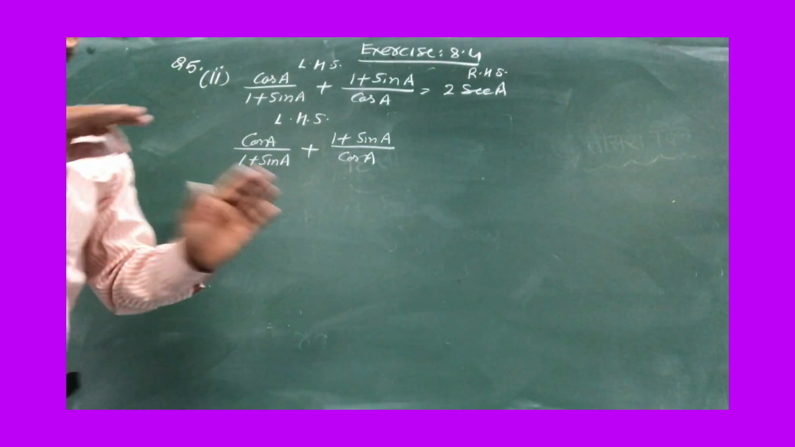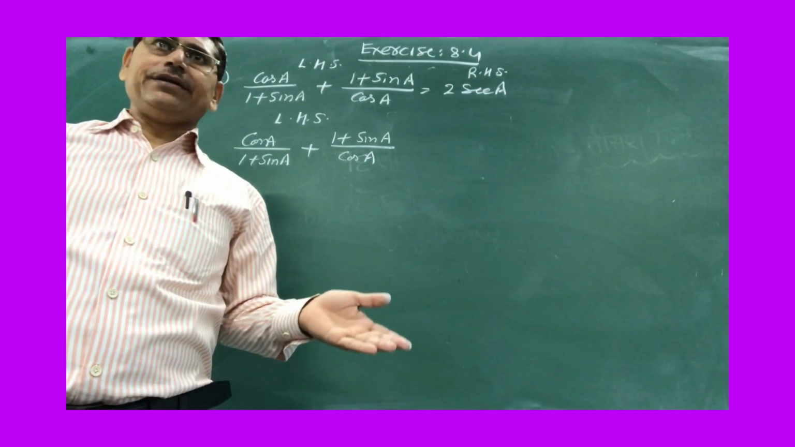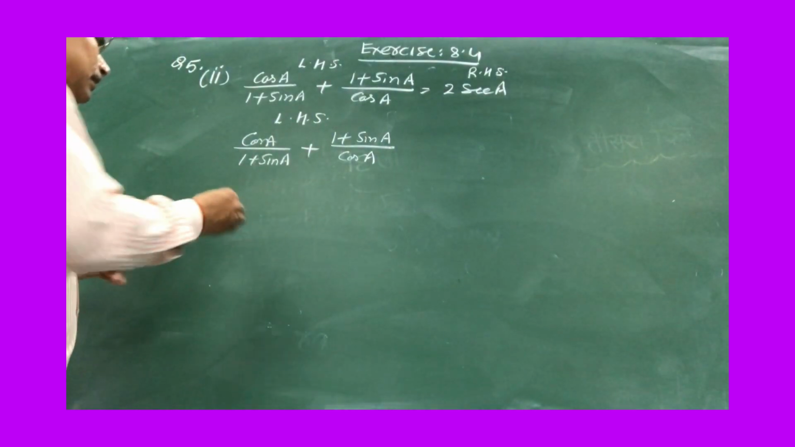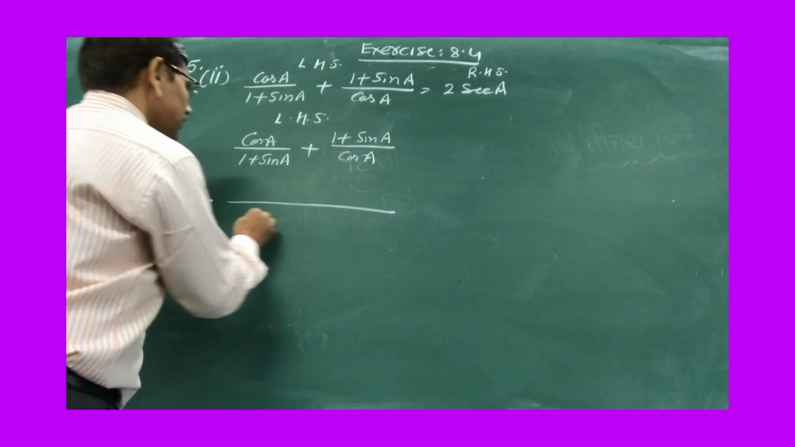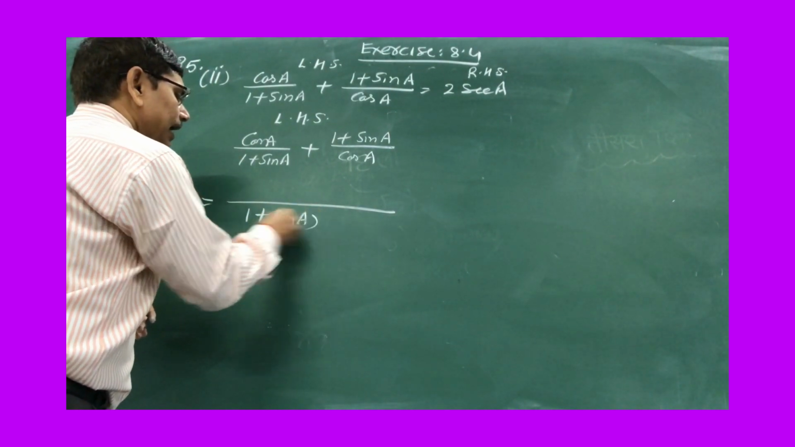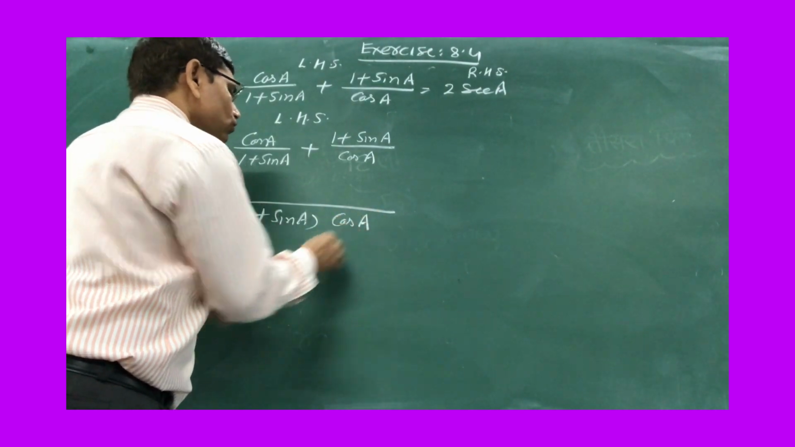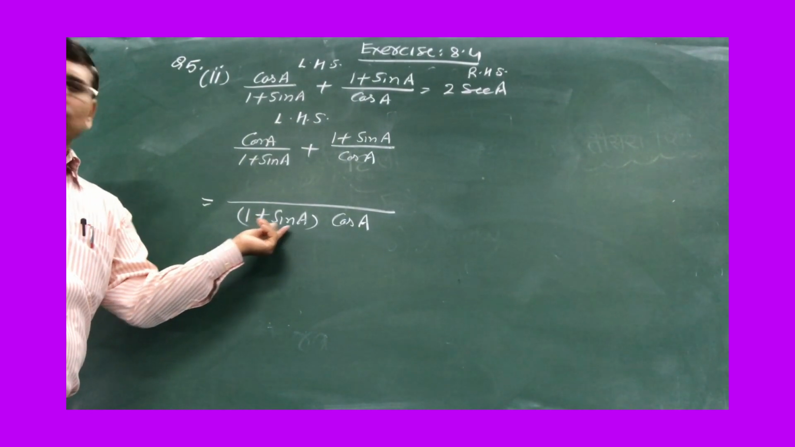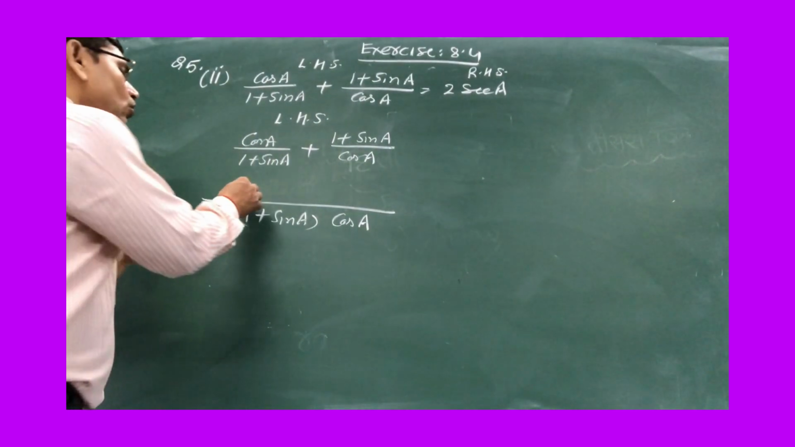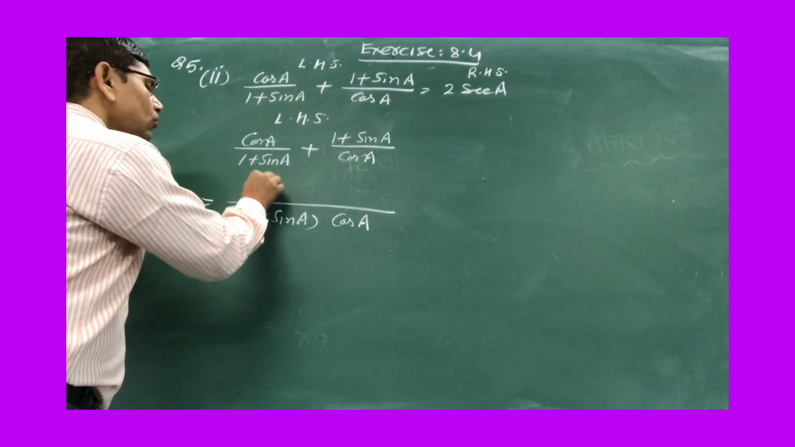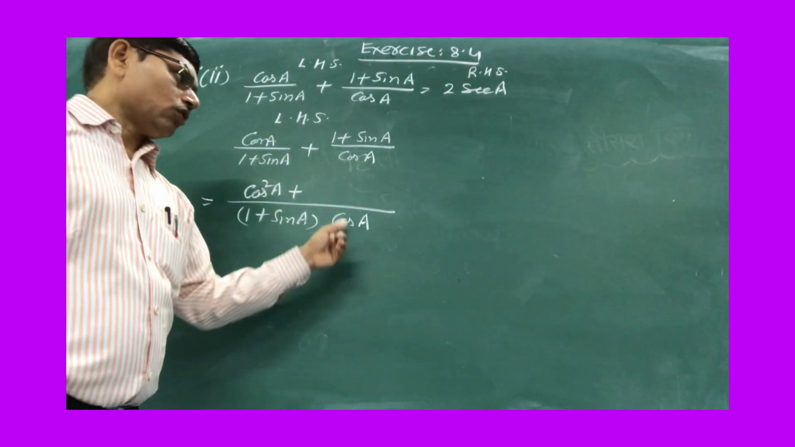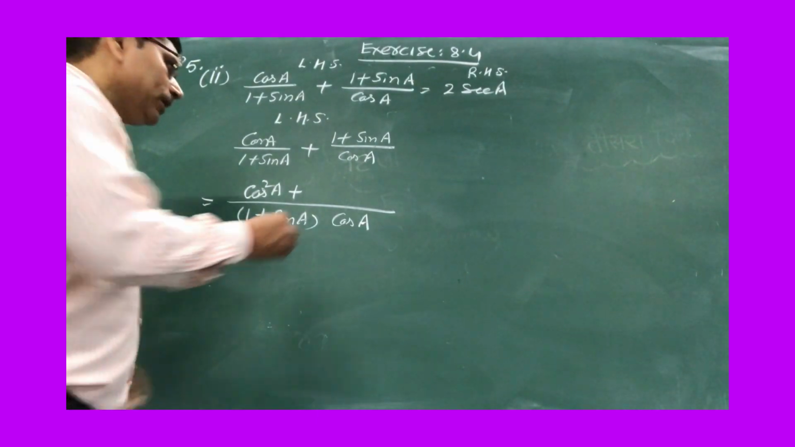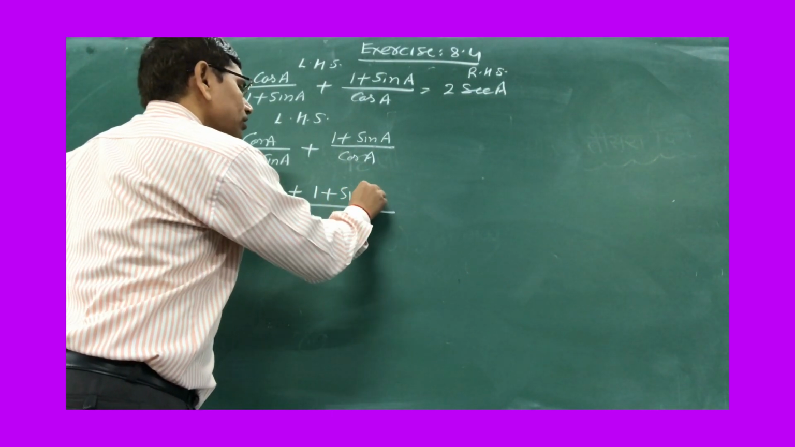So here you cannot use any identity because you do not know. So you directly take the LCM. LCM of these things is (1 plus sin A) into cos A. After that 1 plus sin A and 1 plus sin A cancel out. You will get cos A and cos A. So cos A into cos A, you can write cos square A plus, and cos A again cancels out, and 1 plus sin A and 1 plus sin A. So you will get (1 plus sin A) whole square.